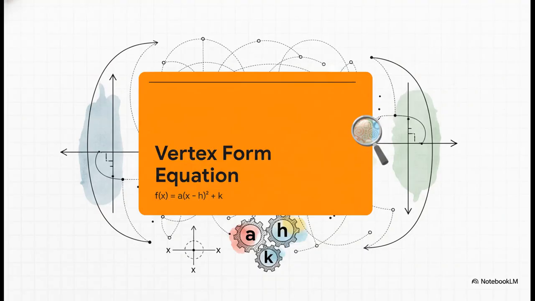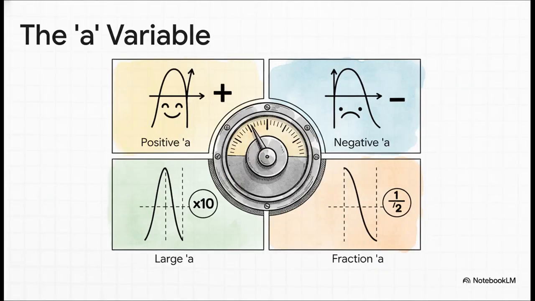And here it is. Looks pretty simple, right? f(x) = a(x - h)^2 + k. This little formula holds all the secrets. And the three key players we need to master are a, h, and k. So first up is a.